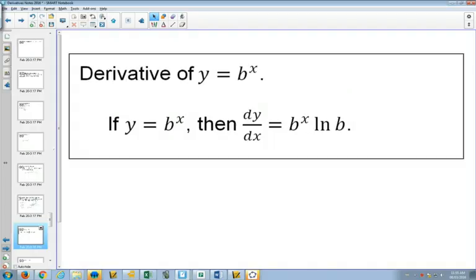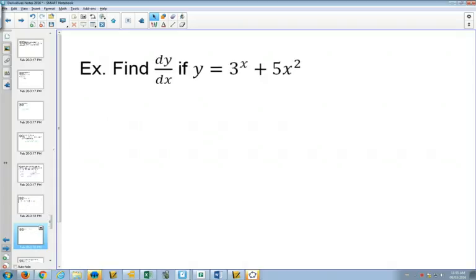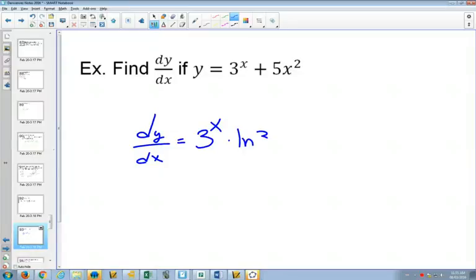So what happens when you have other powers other than e to the x? Like what happens if you have 2 to the x or y equals 3 to the x? Well, it ends up being very similar. It stays the same, but you have to multiply by the natural log of b or whatever number it is. So what does this look like here? If we want to find dy dx of this, it's going to be the same, but then you have to multiply by the natural log of 3. And the derivative here will be 10x.